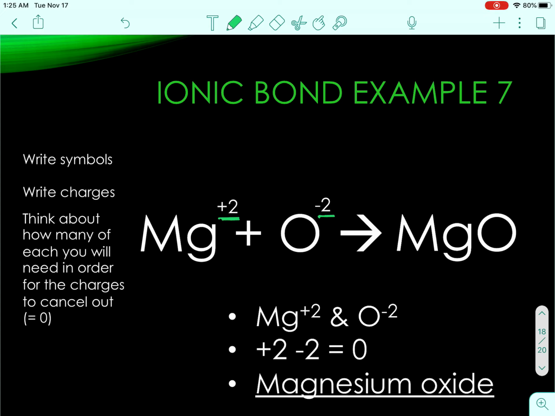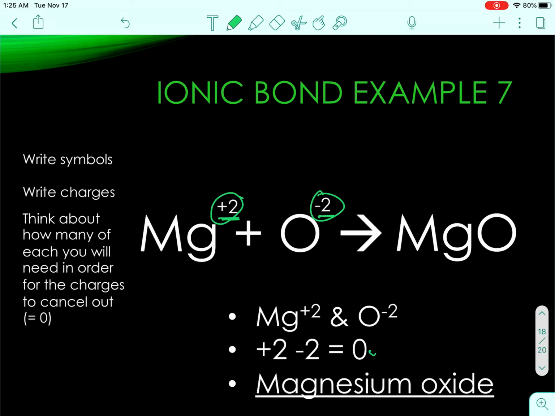If you don't have these charges written on your periodic table, guys, I don't know what to tell you. You're just going to have to memorize them. Or how about this? Write them down on your periodic table right this second. You need to know the groups and the charges. You just have to. So, do +2 and -2 cancel?